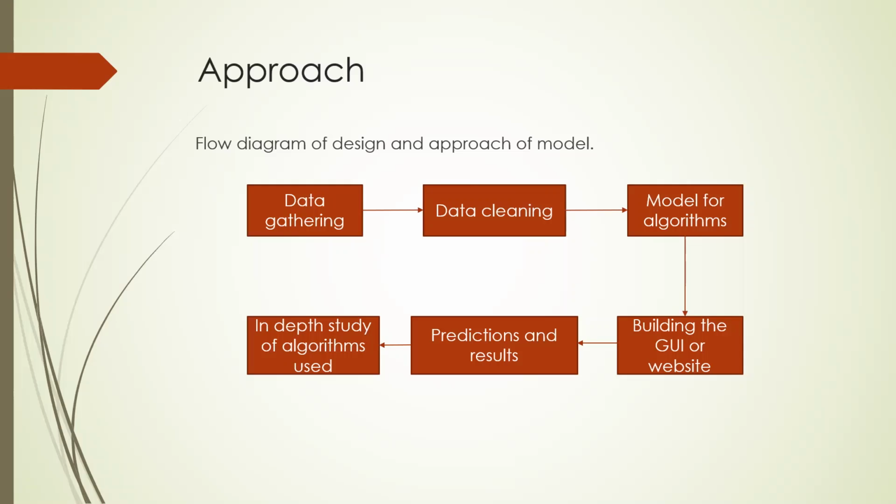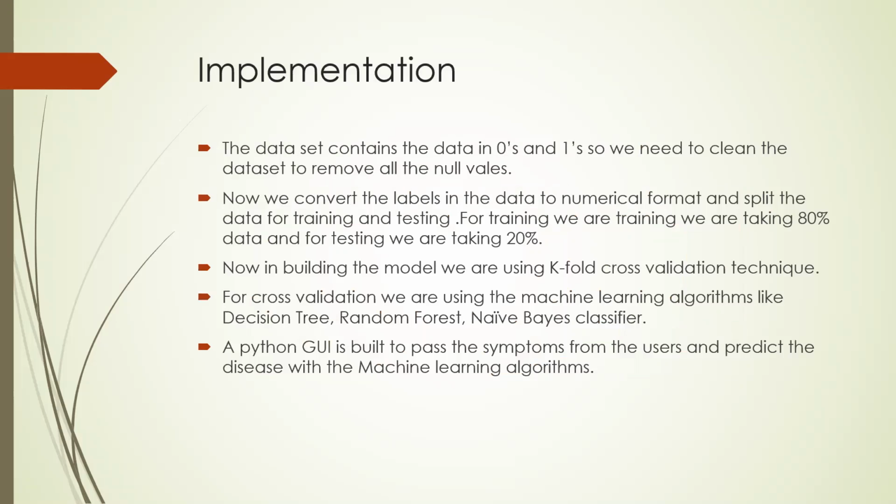Then after we choose a classifier, we get our predictions and results. After getting those, we get accuracy as one of our classification metrics. Followed by an in-depth study of those algorithms if we plan for future works, if we want to improve the accuracy of the algorithms. Then implementations. As I said earlier, our data is in zeros and ones. So we cleansed our data. And then after cleansing, we took 80% of the data for training and 20% of the data for testing.